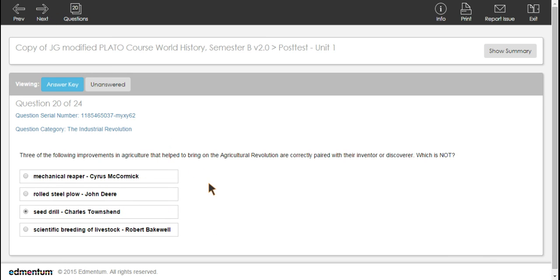Three of the following improvements in agriculture that helped to bring on the agricultural revolution are correctly paired with their inventor or discoverer, which is not? The Mechanical Reaper by Cyrus McCormick, Rolled Steel Plow by John Deere, Seed Drill, Charles Townsend, Scientific Breeding of Livestock, Robert Bakewell. Correct answer is the Seed Drill and Charles Townsend.